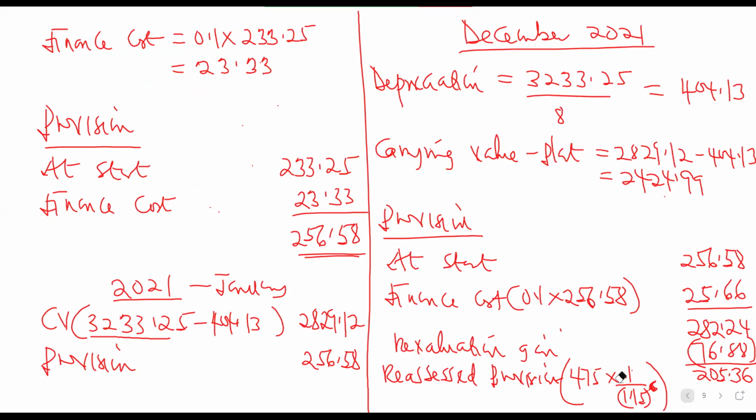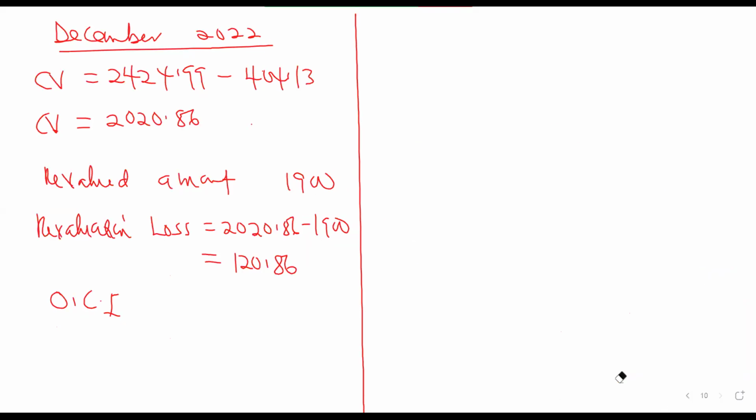So the 76.88 should be cancelled. So we go to OCI and take the 76.88. Then the remaining loss will be taken to profit or loss. How much are we getting? 43.98. Okay.